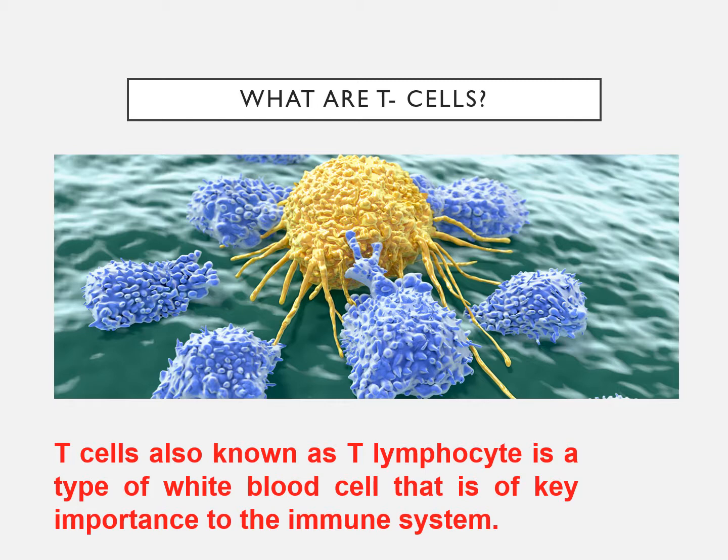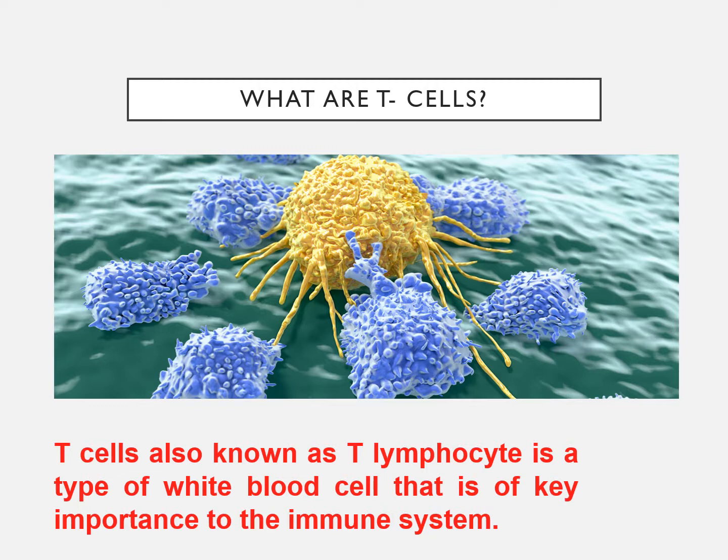So, what exactly are T cells? T cells are also known as T lymphocytes, and they are a type of white blood cell that is of key importance to the immune system. T cells play an important role in the adaptive immune system that tailors the body's immune response to specific pathogens. The T cells are similar to warriors who search out and destroy targeted invaders.